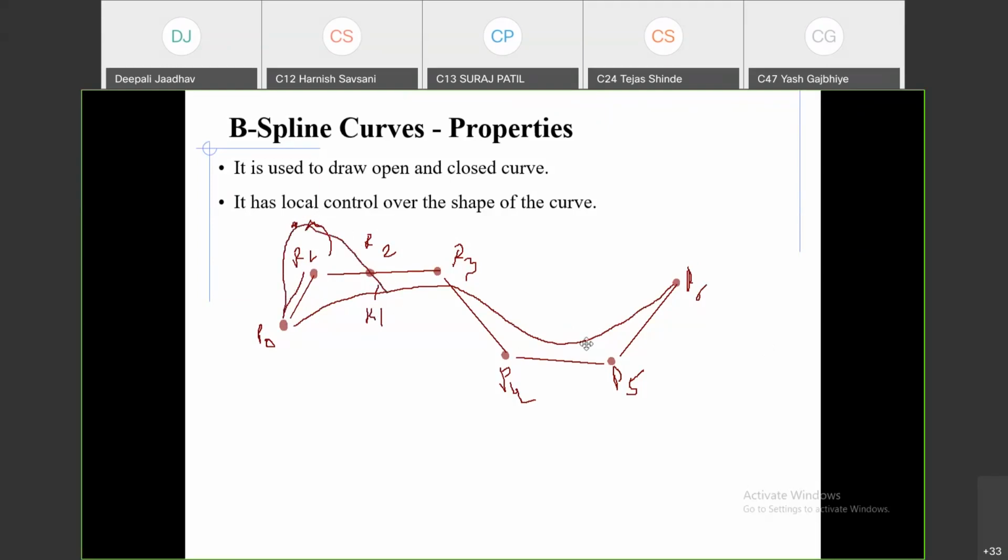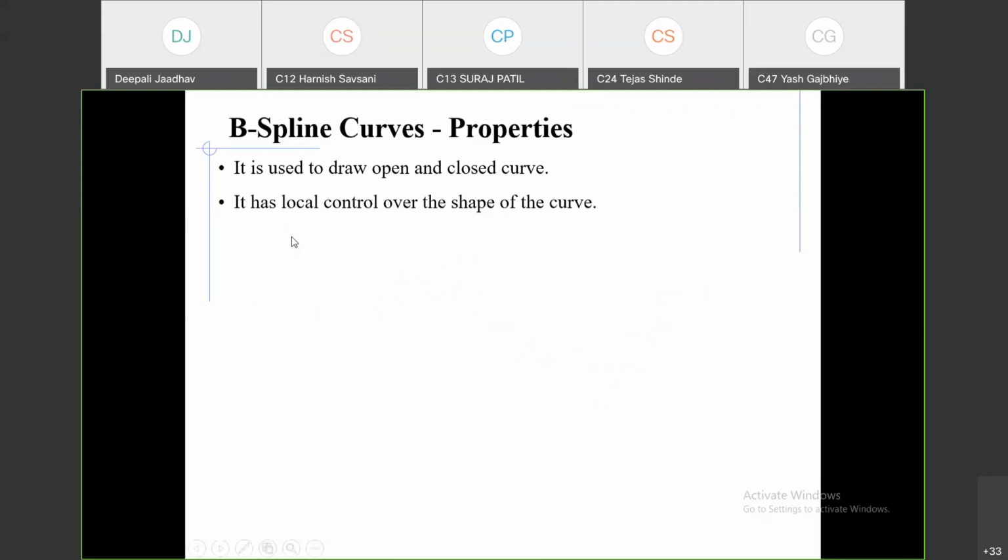In this way, only that segment is changed. Suppose I change this P5 to here. Then in that case, suppose this is the segment, it changes only the shape of that segment, not the entire curve. So that is known as local control over the shape of the curve that is shown here in this diagram.